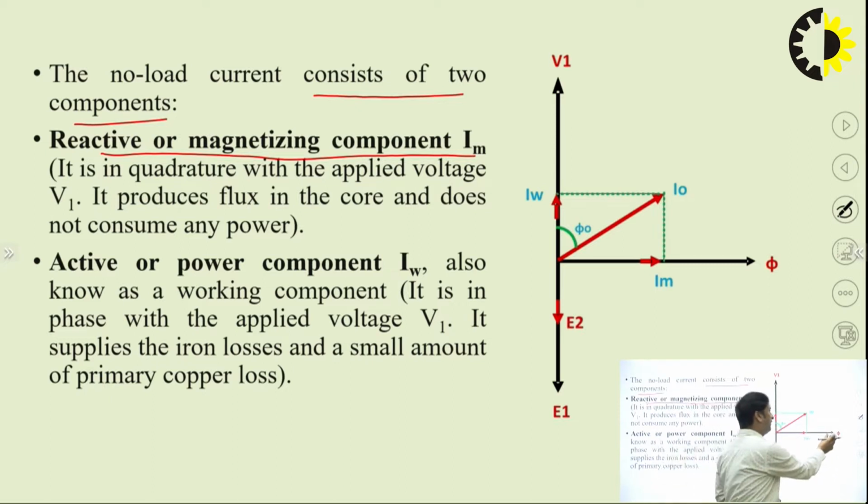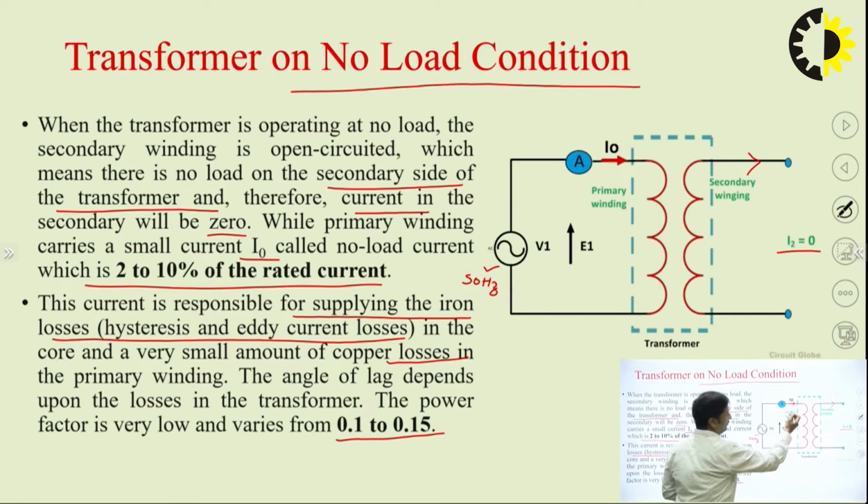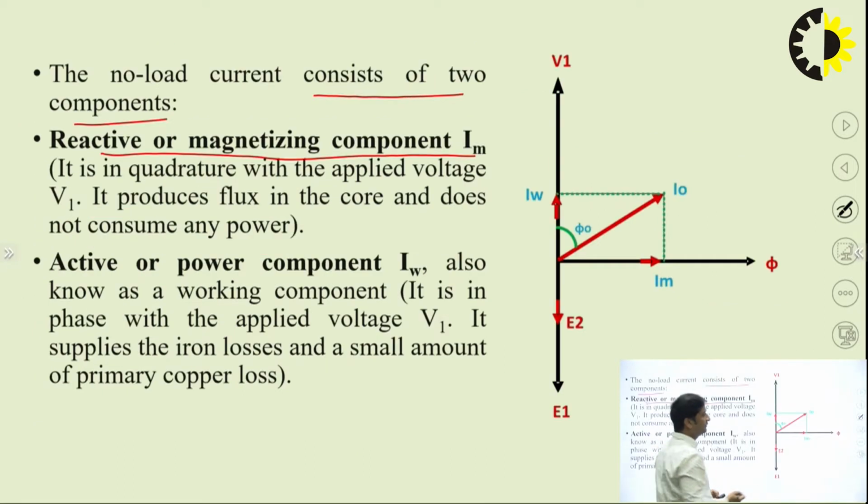IM is the component which is in phase with the flux. I have taken the flux phi as a reference, and we know that the voltages induced, E1 and E2, lag this flux phi by 90 degrees, as we have done in the previous classes. So this is the flux, and this is E1 and E2, and this angle is 90 degrees. Now IM is the magnetizing component of the no load current I0, and IW is the working component, or the core loss component.